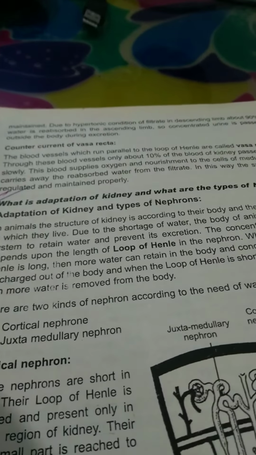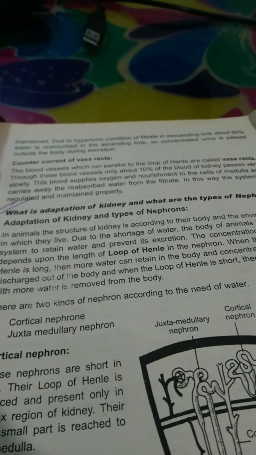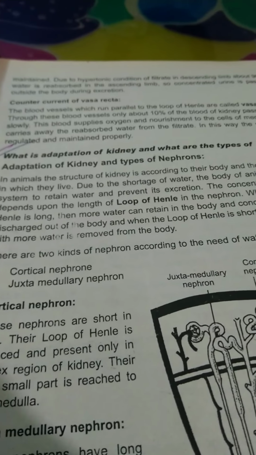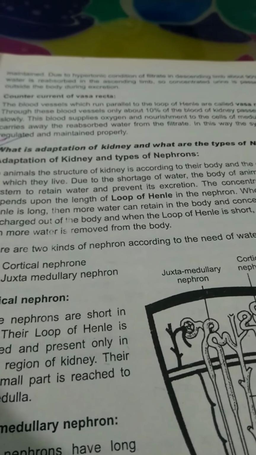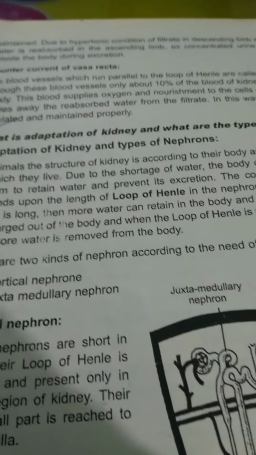is maintained. Due to the hypertonic condition of the filtrate in the descending limb, about 90% of water is reabsorbed. So concentrated urine is passed outside the body during excretion.